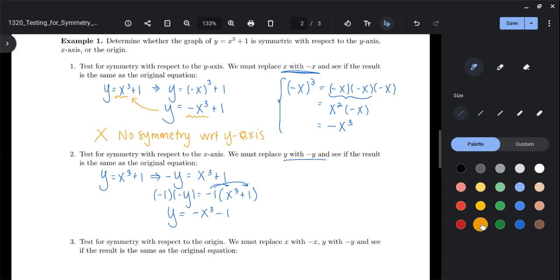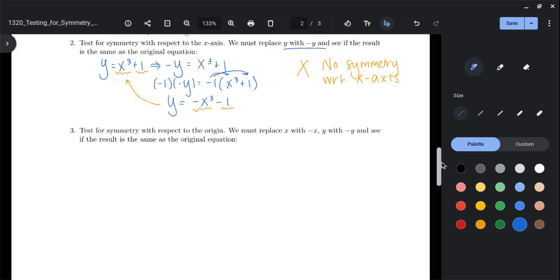So then in this case, if we're comparing this with our original equation, instead of positive x cubed, I have negative x cubed, but also instead of a positive 1, I have a negative 1. So these are not the same. So in that case, there is no symmetry with respect to the x-axis. So far we've found no symmetry in our graph. But we do have one more test to perform, and that is with respect to the origin.